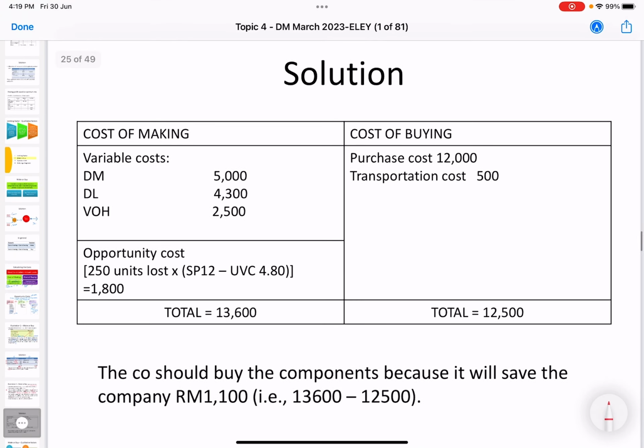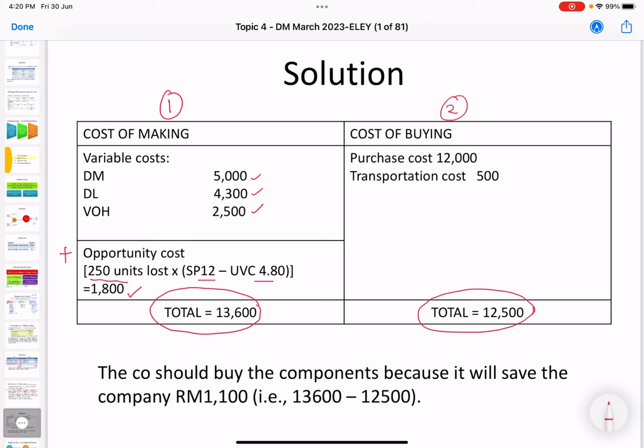Okay, so we make the solution. Same thing. First, we calculate the cost of making. Second, we calculate the cost of buying. So, the cost of making as before, 5,000, 4,003, 2,005. But we have to add the opportunity cost coming from the 250 unit loss. The selling price of the unit loss is 12. The variable cost per unit for the unit loss is 480. So the total opportunity cost is 1,008, making the total cost of making 13,600.